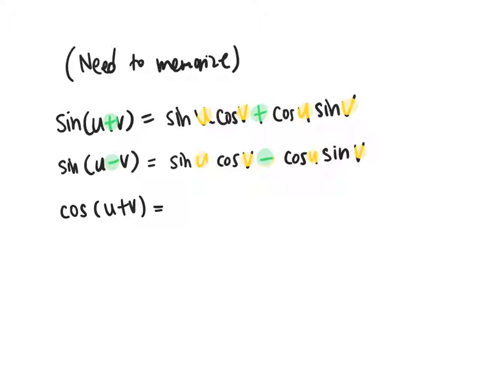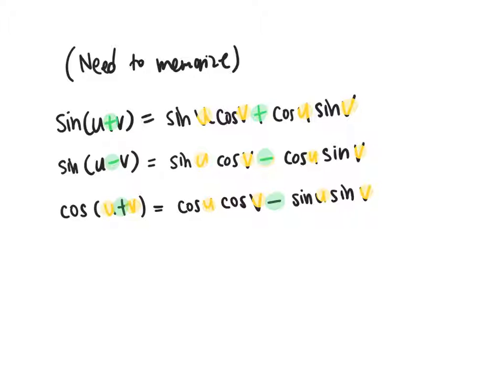When you have cosine of u plus v, it's going to be cosine, cosine, sine, sine. So notice here you still have the uv happening, but for cosines, it's going to be cosine, cosine, sine, sine. And their operation symbols are going to be opposites. So when you have a plus here, you're going to have a minus.